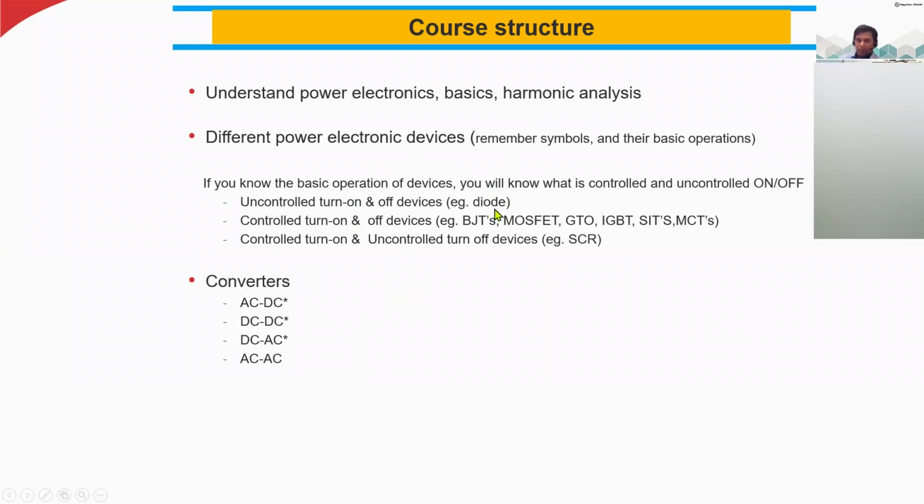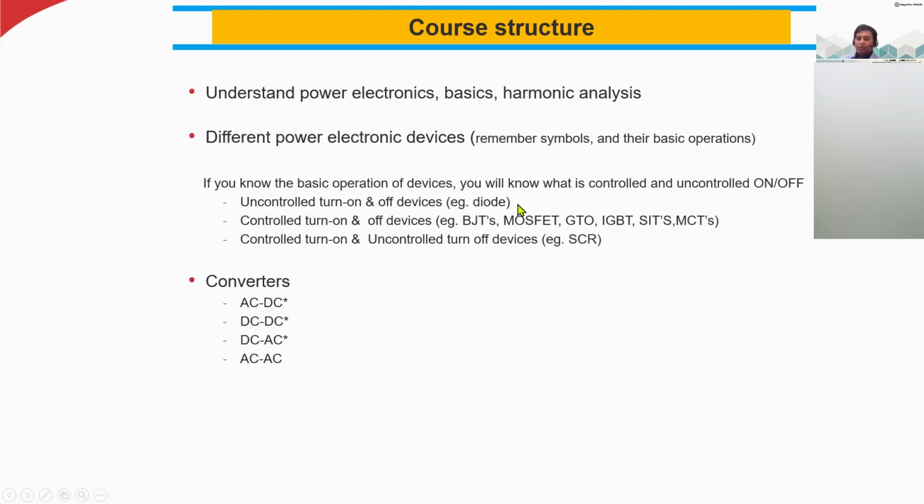For example, diode, it's an uncontrolled turn on and turn off device. So here we do not have any gate. It's depending on only anode and cathode. By changing the polarity, you can make the device in forward bias or reverse bias. So it does not really have any control to turn on and turn off. It's only about the polarity. But controlled turn on and turn off devices are like BJTs, MOSFETs, GTO, IGBT, and so on.